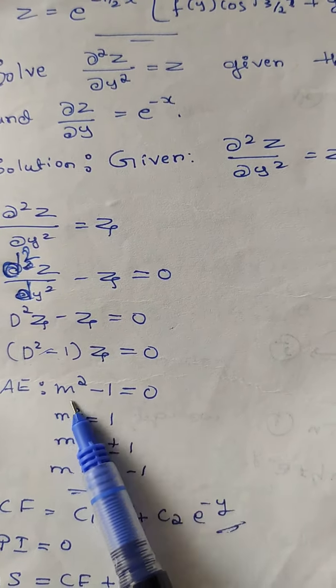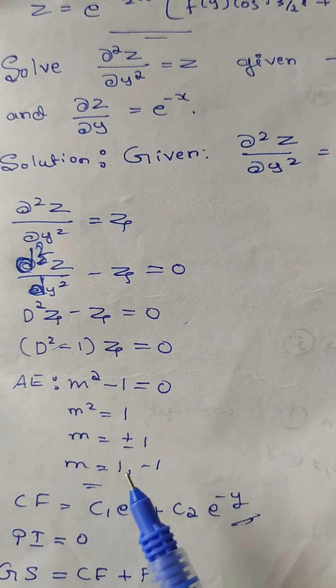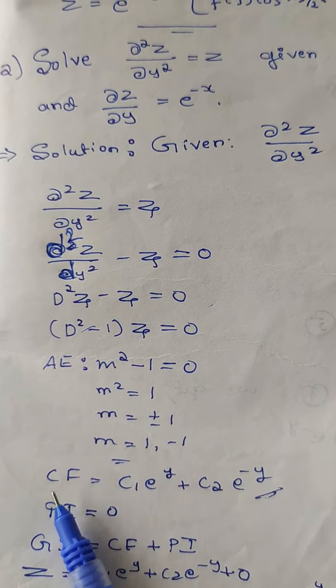Now write the auxiliary equation. Find the roots. Roots are 1 and -1, real and distinct. Now write the CF.